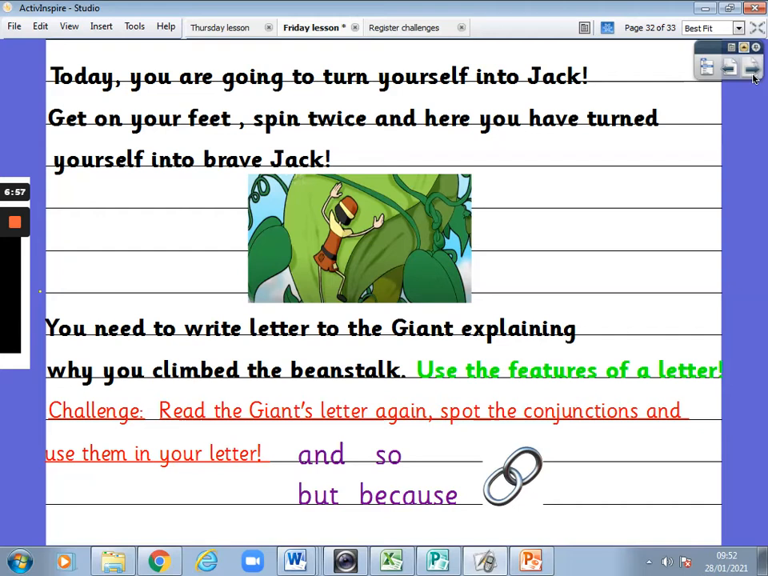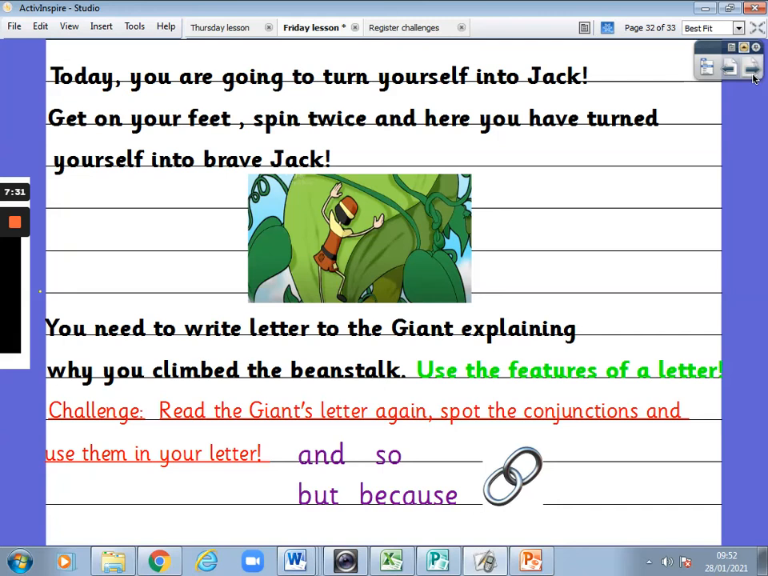Now, today you are going to turn yourself into Jack. Get on your feet, spin twice, and here you have turned yourself into brave Jack. We need to write a letter to the giant explaining why you climbed the beanstalk. Use the features of a letter, and you can pause the video and come back to it to see where you're going to write from, when, who are you writing to, and using from. You need to sign the letter. The giant needs to know who wrote him.